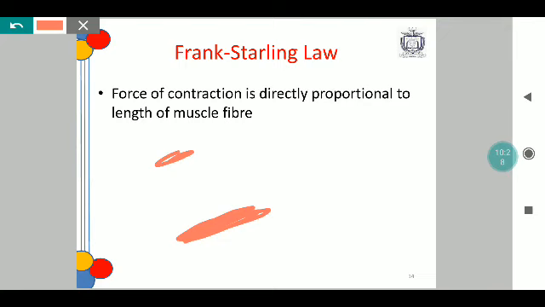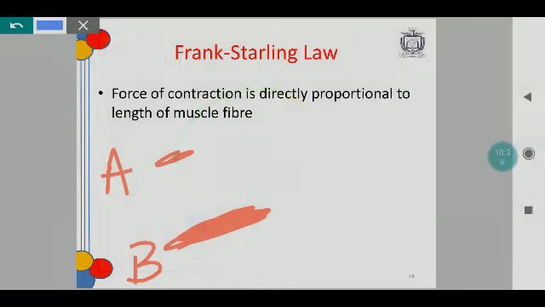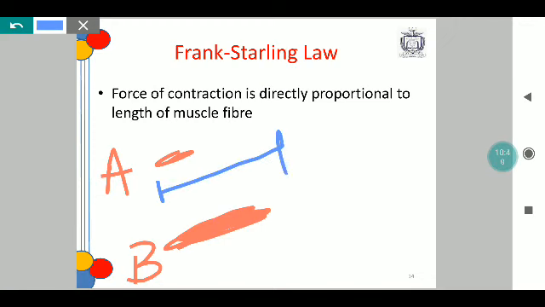I'll use two colors to highlight this property. This is muscle A and this is muscle B. So what you see in red signifies the muscle bulk, and what I'm going to draw in blue signifies the contraction force. So assuming that muscle A is smaller in length, what I've drawn in blue is FA, that is the force of contraction of muscle A.